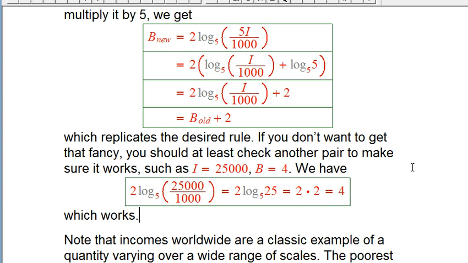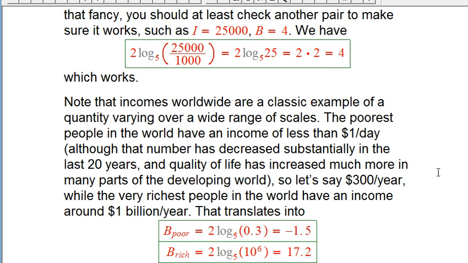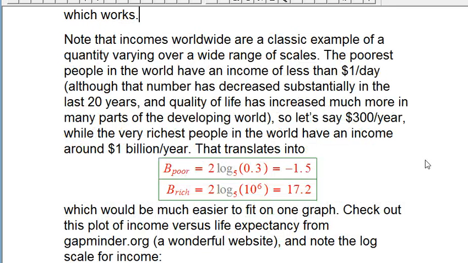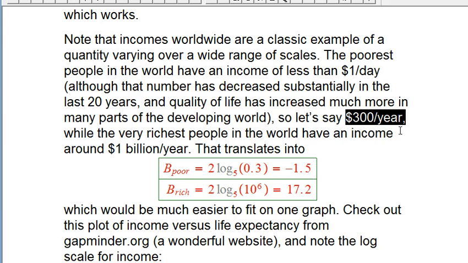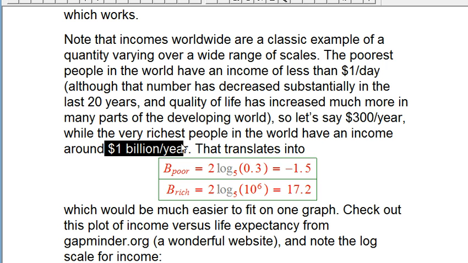Okay, can't resist going on a little bit. This is really how people actually compare incomes when you have a really wide range of incomes, which happens in the world. So, for example, if you look worldwide, the poorest people in the world have an income of less than $1 per day, which is pretty small. Let's say it's $300 a year. And people who have tens of billions of dollars have incomes of about $1 billion a year. Now it's only a few people, but it can happen.